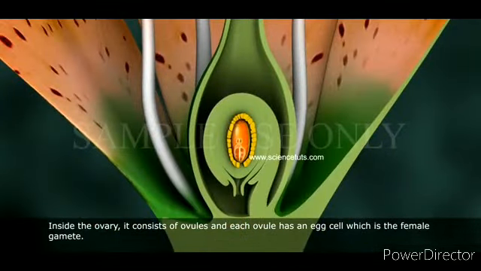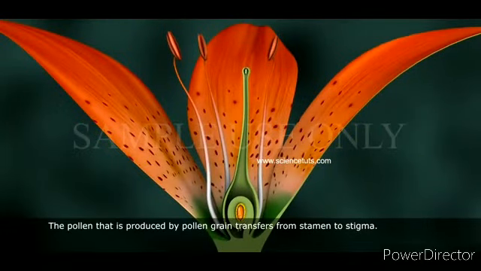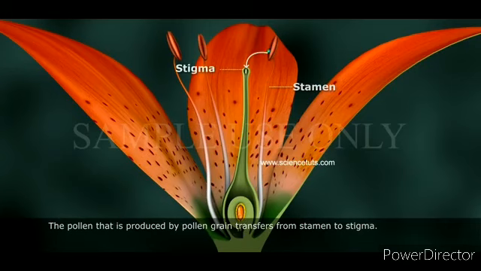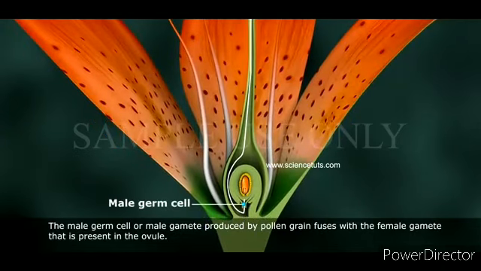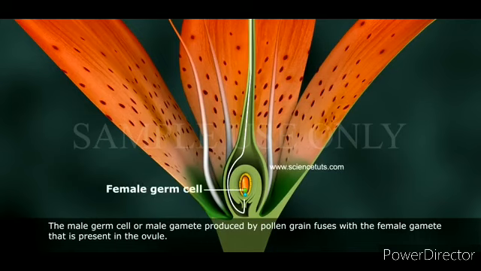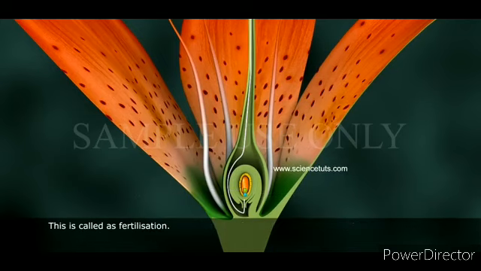Inside the ovary, it consists of ovules, and each ovule has an egg cell which is a female gamete. The pollen produced by the pollen grain transfers from stamen to stigma. It moves through the style and reaches the ovary. The male germ cell or male gamete produced by the pollen grain fuses with the female gamete that is present in the ovule. This is called fertilization.